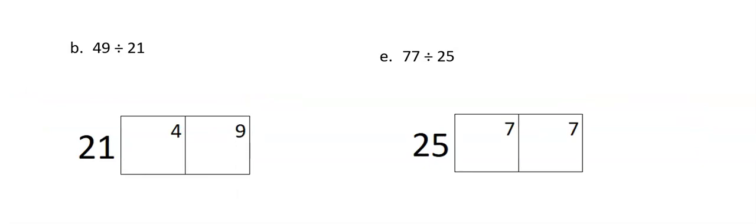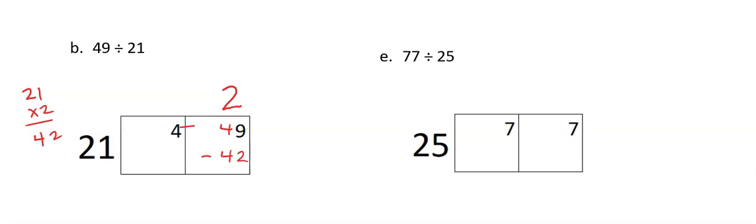Here I have 49 divided by 21. Well, if I start with 21, how many groups of 21 can I get out of 4? I can't get any, so I'm going to move that over. Well, 21 is close to 20, so 20, 40, 60. Well, 60 would be too high, so 2 groups might be able to help me out here. So 21 times 2, 2 times 1 is 2, 2 times 2 is 4, so that's going to work.